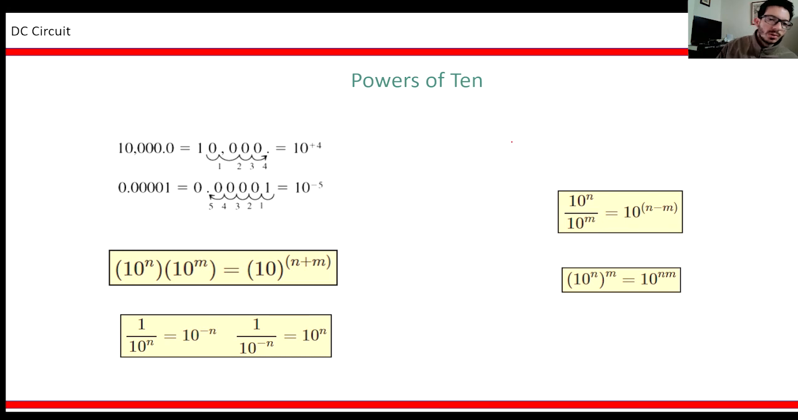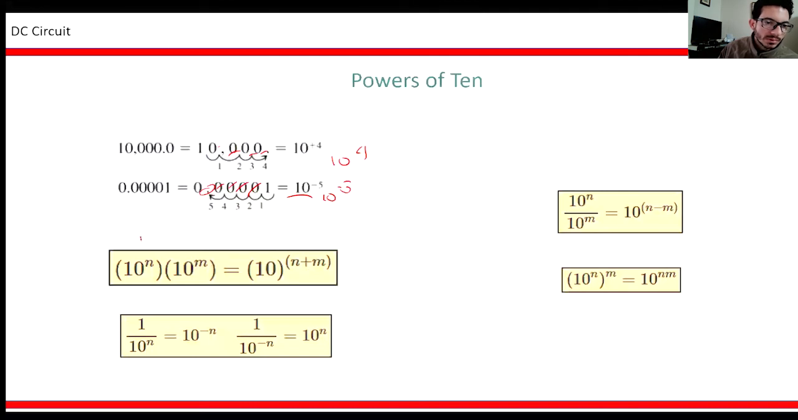We talked about this before, powers of 10. If you have 10,000, that is a 1 and then 4 zeros, so this is 10 to the positive 4. And if you have 0.00001, that is a 1 after counting 1, 2, 3, 4, 5 places until the decimal point, so this is 10 to the negative 5. When you have powers of 10, you can use the exponent rule: 10 to the n times 10 to the m is 10 to the n plus m.